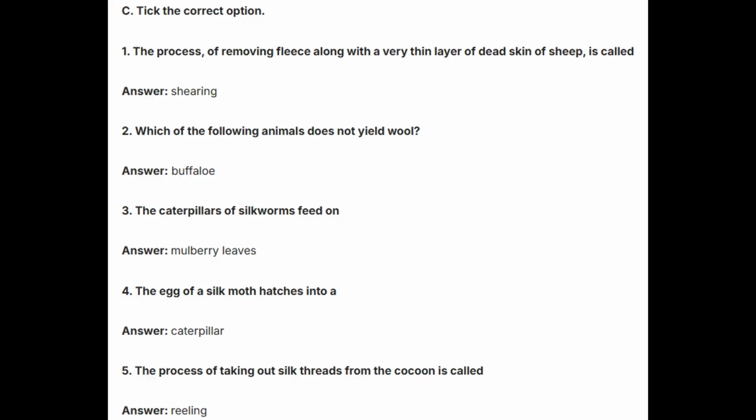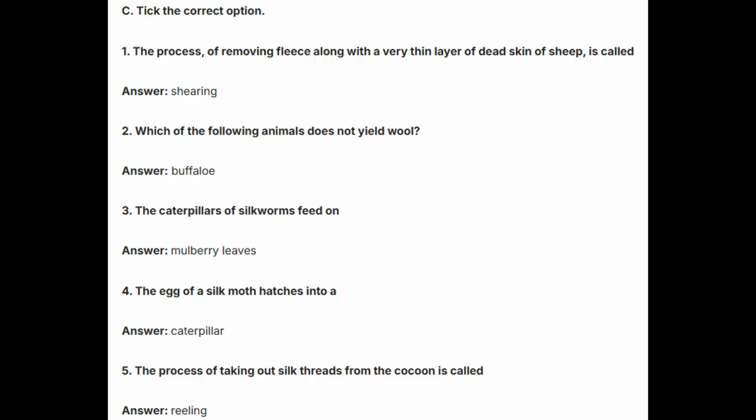First, the process of removing fleece along with a very thin layer of dead skin of a sheep is called, answer, shearing. Second, which of the following animals does not yield wool? Answer, buffalo. Third, the caterpillars of silkworms feed on, answer, mulberry leaves. Fourth, the egg of a silk moth hatches into a, answer, caterpillar.